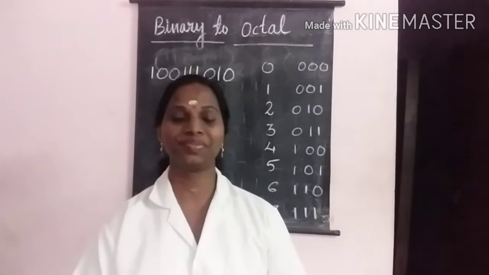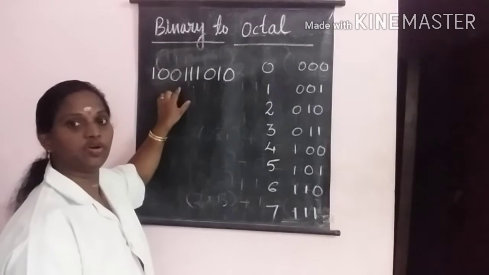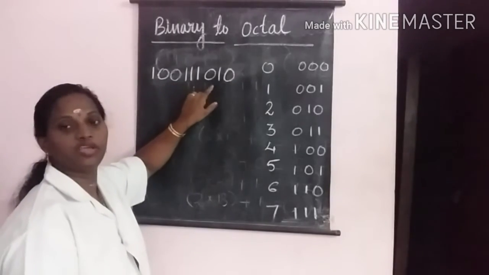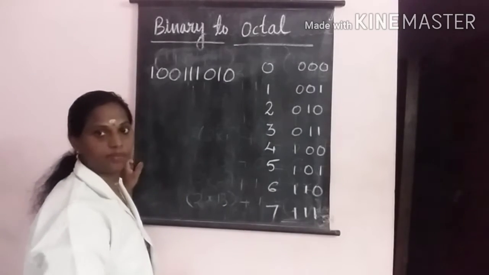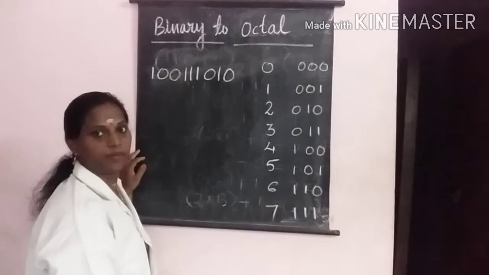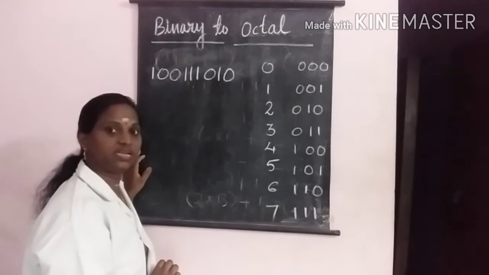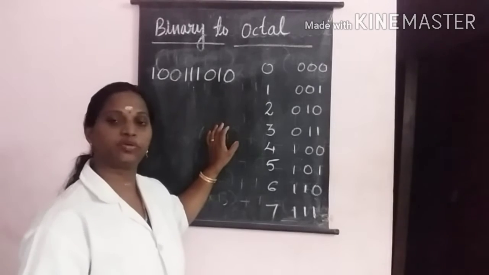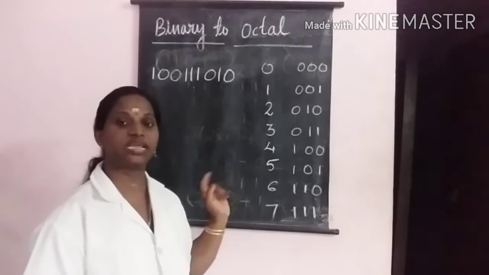Clear? See children, here we have one question, 100111010. Okay, this one needs to be converted into an octal number. So now let's check how to convert this number into an octal number. So to convert a binary number into an octal number system, first you can group these binary digits into groups of 3 digits.